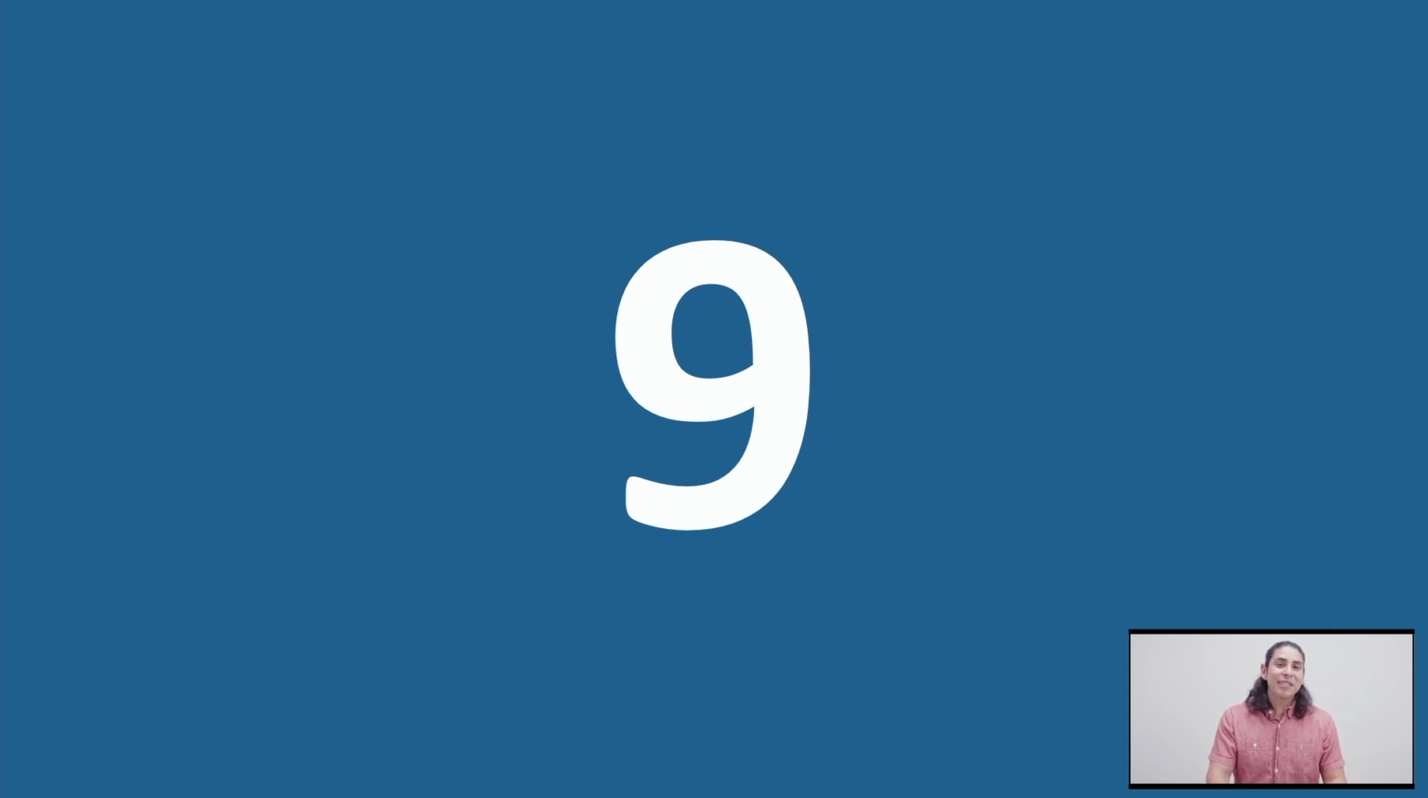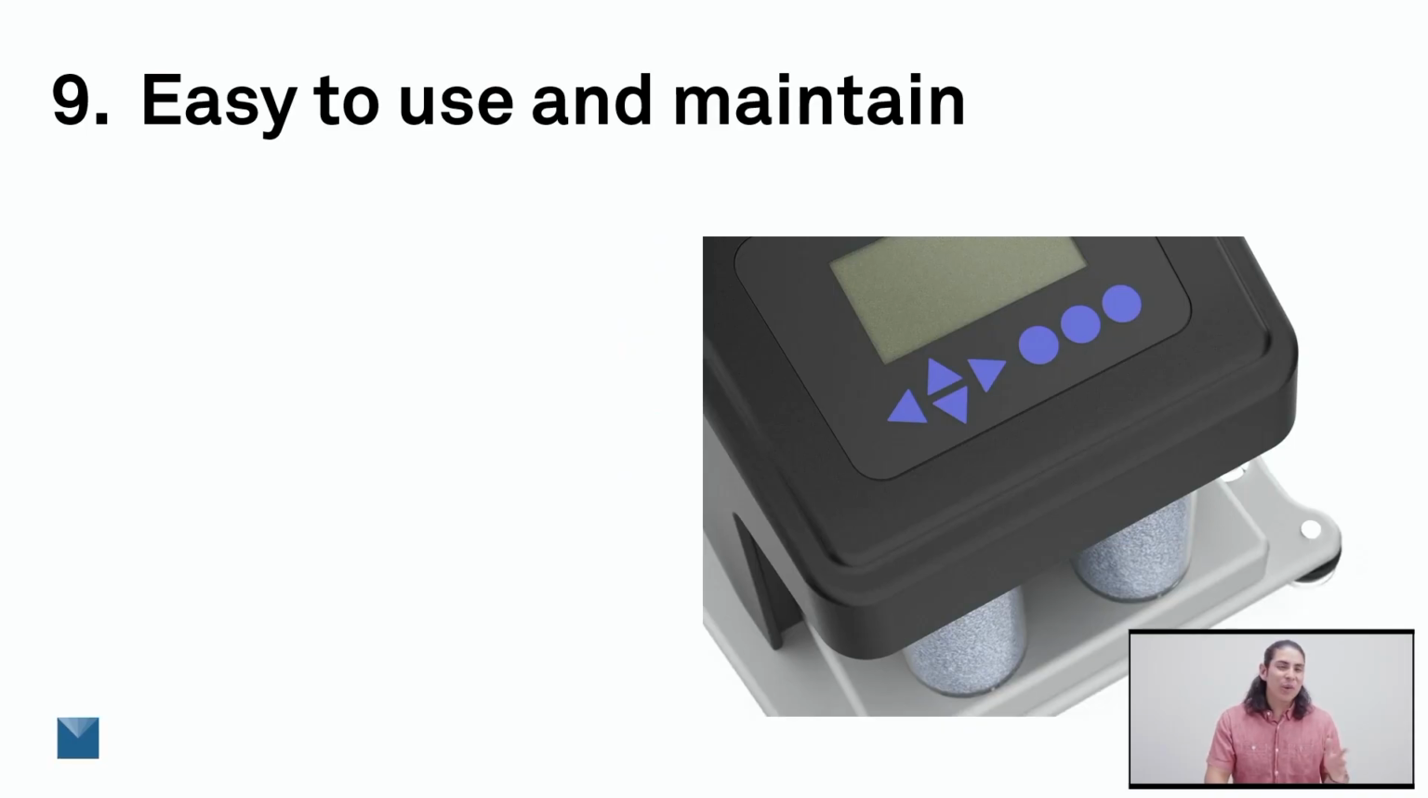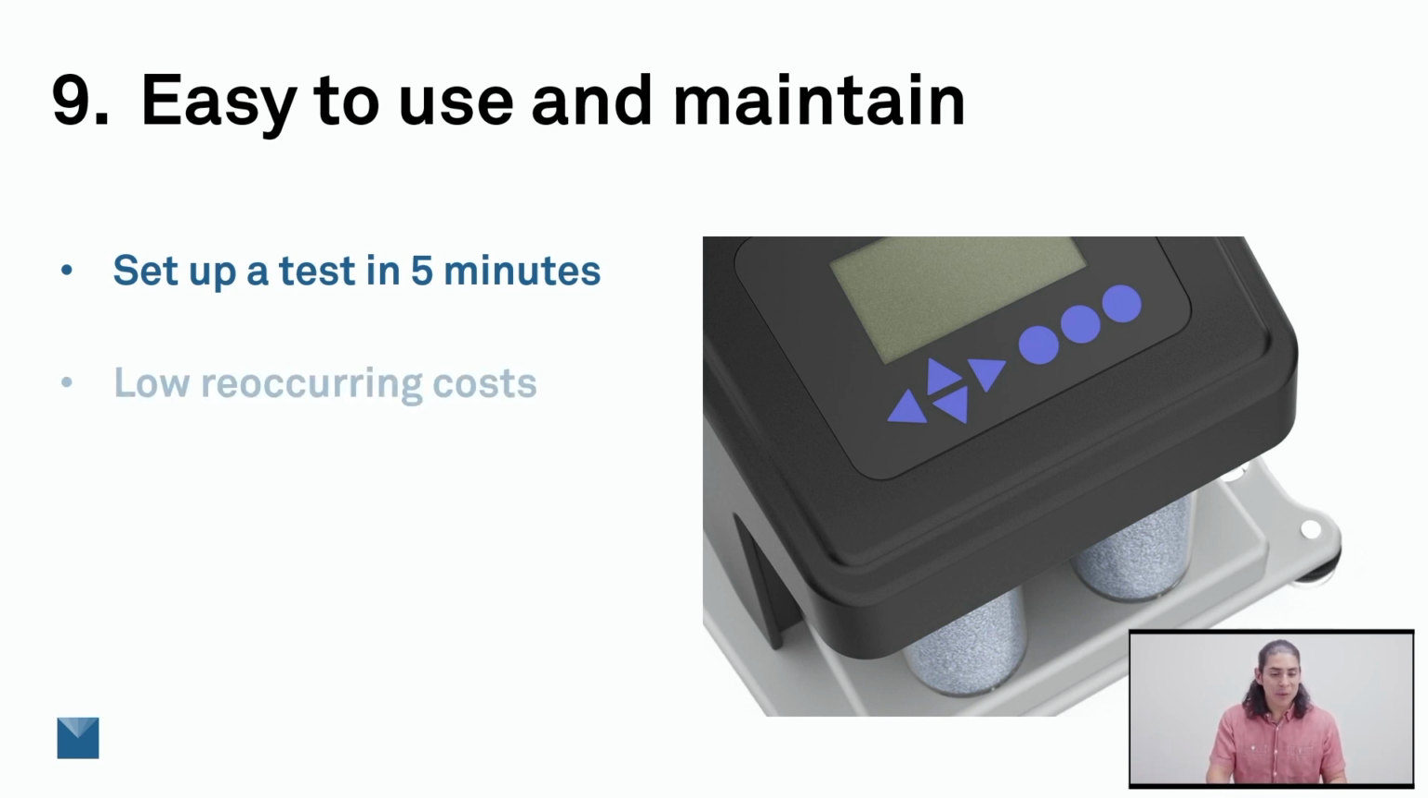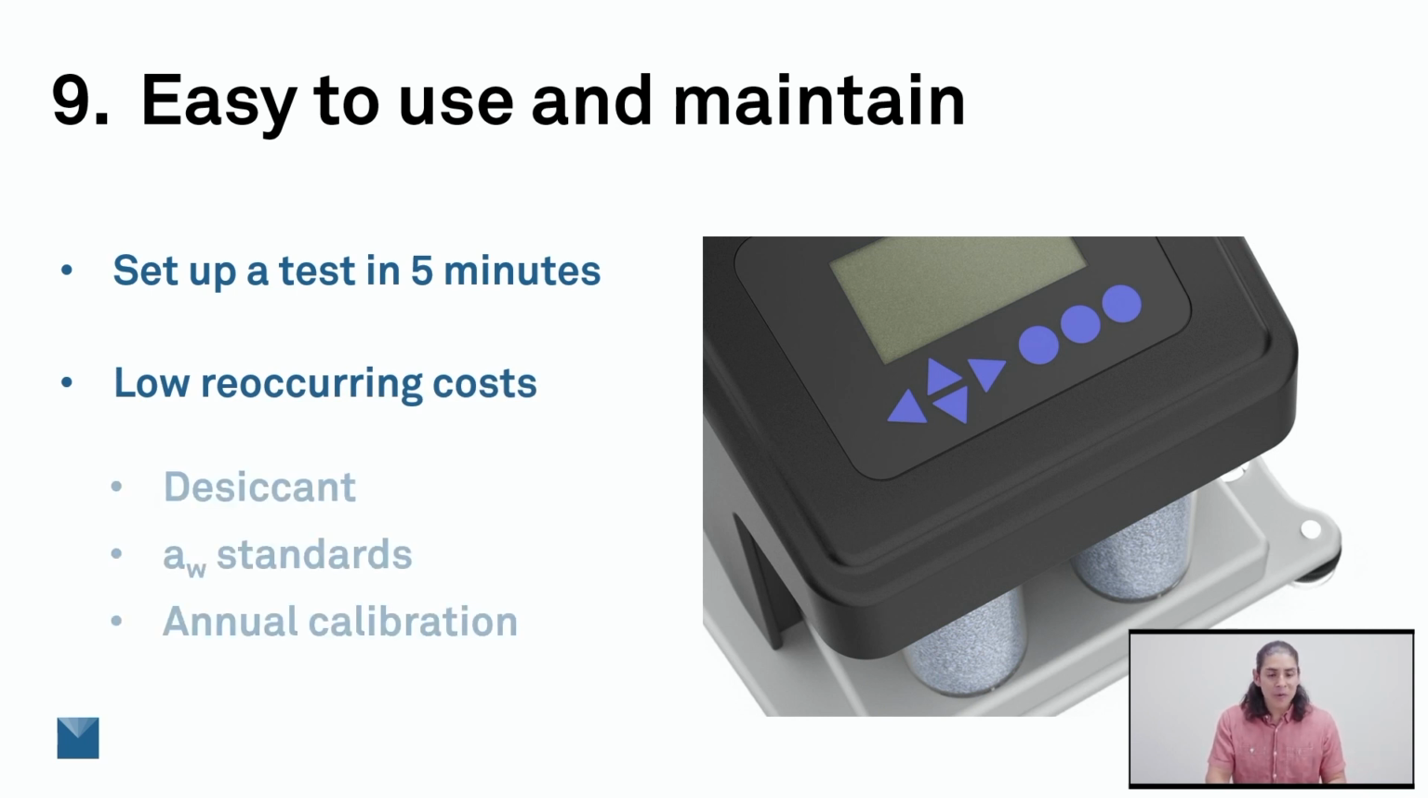The 9th fact about the AQUALAB VSA is that it's really easy to use and maintain. So setting up a test takes about 5 minutes. You will need to connect an external PC or laptop to the AQUALAB VSA, and then you'll use the Moisture Analysis Toolkit software to set up your test. Now, as far as recurring costs, they're actually quite low for this instrument. It just includes the desiccant that you see there on the front of the instrument. It includes water activity standards. These are the same standards that we use for our other instruments here at Meter.